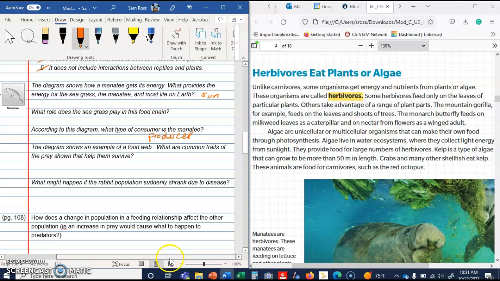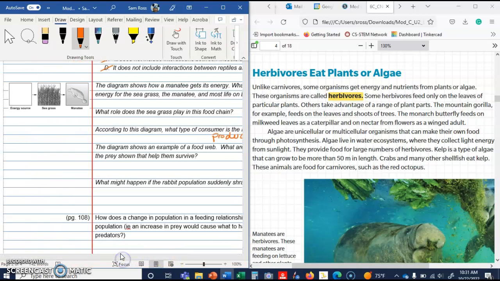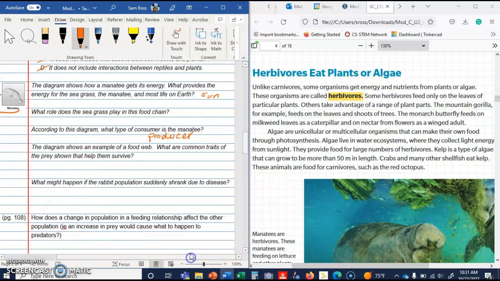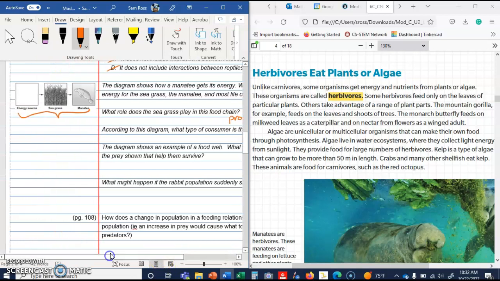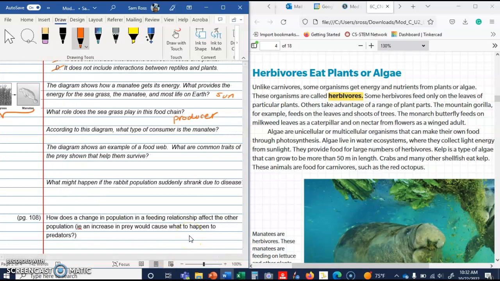And the diagram that we're talking about is over here. It's right here. I'm hoping that it printed out. I think it did. The diagram shows a food web. Oh, wait, I did something wrong. Erase. Hold on. This is producer. The seagrass is a producer. I got lost in my own notes. What type of consumer is the manatee? So the manatee eats seagrass. That makes the manatee an herbivore. Okay, we got it figured out.